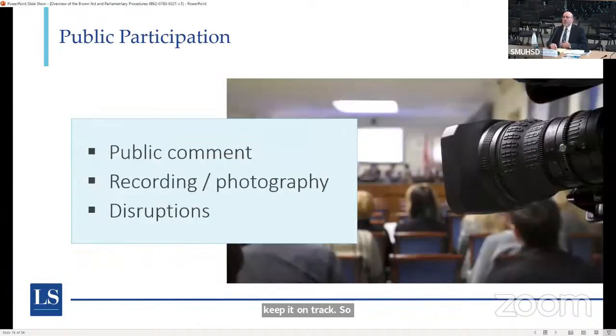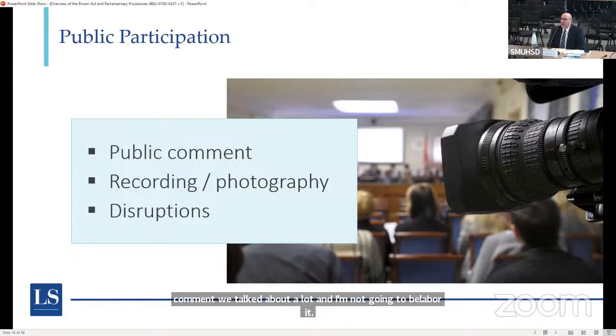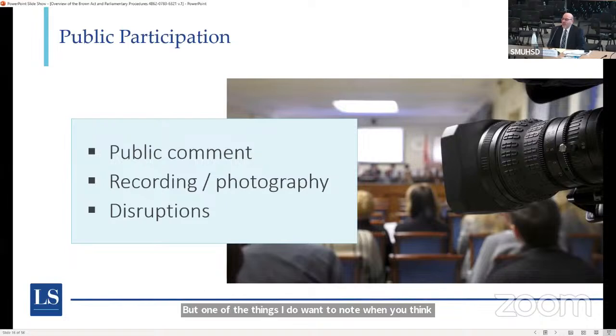So a little bit more on public participation. So public comment, we talked about a lot, and I'm not going to belabor it. But one of the things I do want to note when you think about public comment, if somebody is talking about something that is not in your jurisdiction, it's okay to tell them you need to wrap it up because we have no control over that. I always think about the board meeting I went to where somebody stood up and started talking about aliens. And it had nothing to do with anything. They were a big alien buff and they liked being at the microphone. You can cut off the microphone because that is not within your jurisdiction.